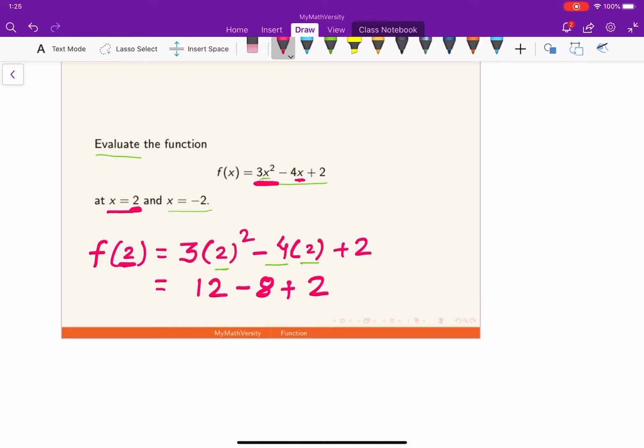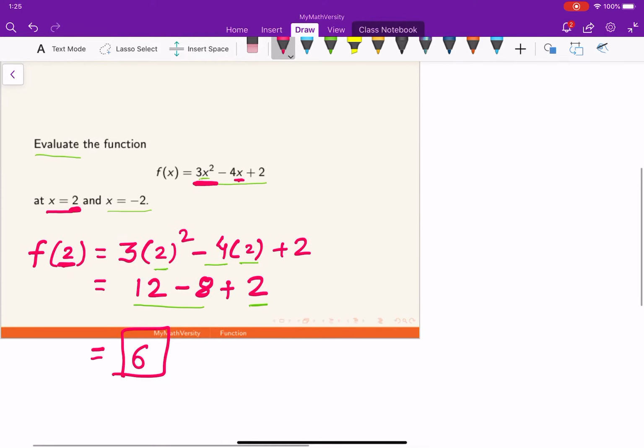So now we just add or subtract together: 12 minus 8 is 4, plus 2 will be 6, right? So this is the value of the function at 2, or we can say that is the evaluation of the function at 2.